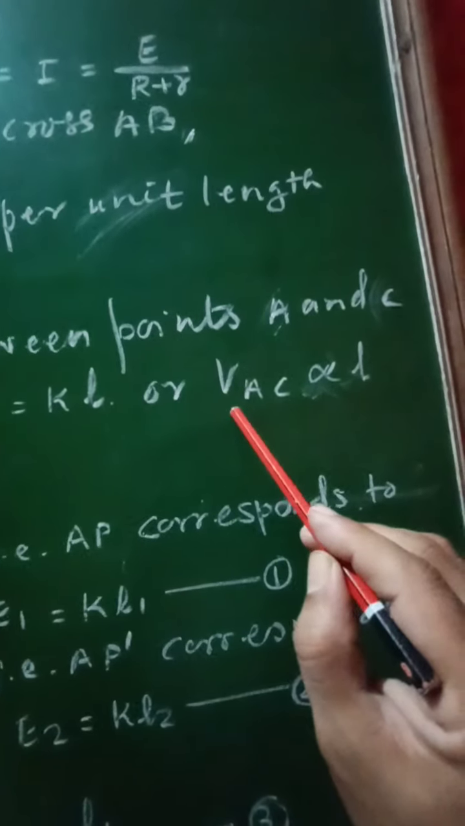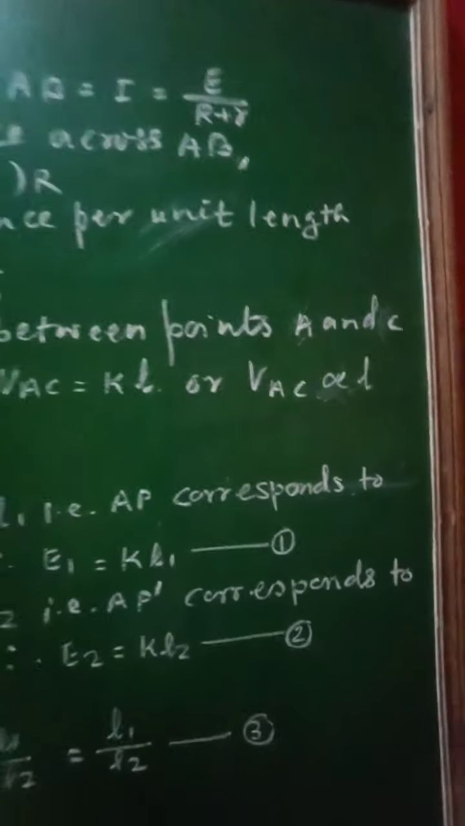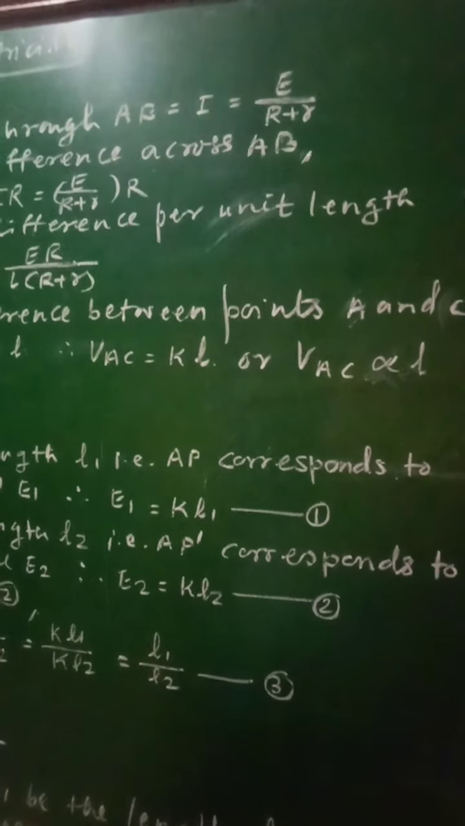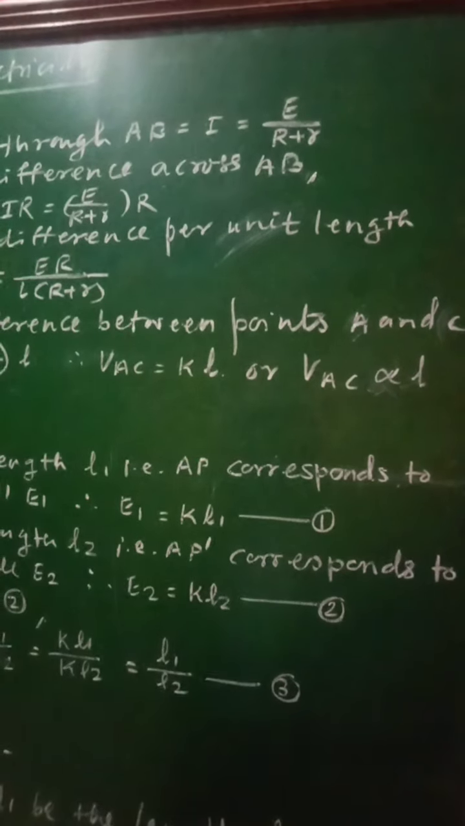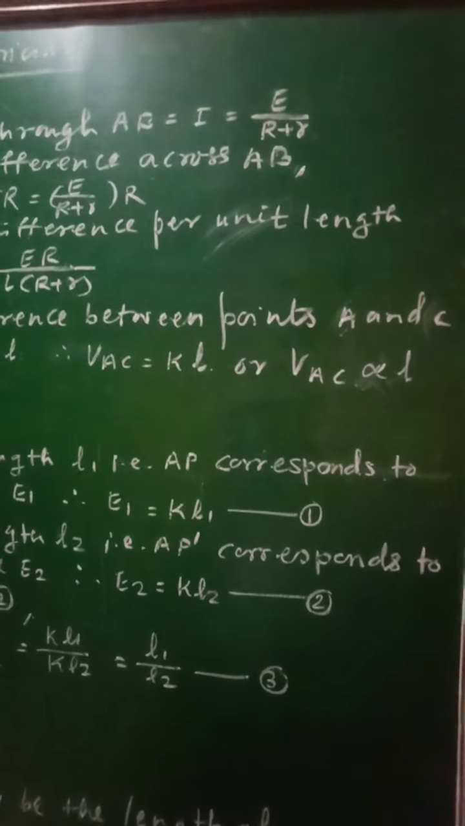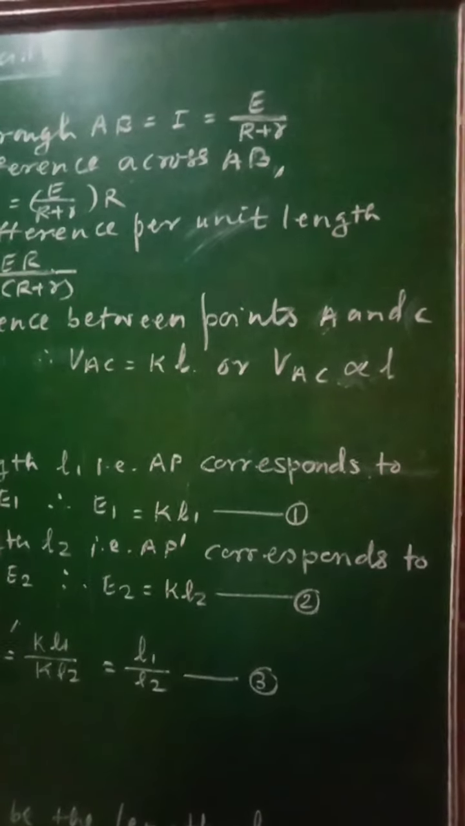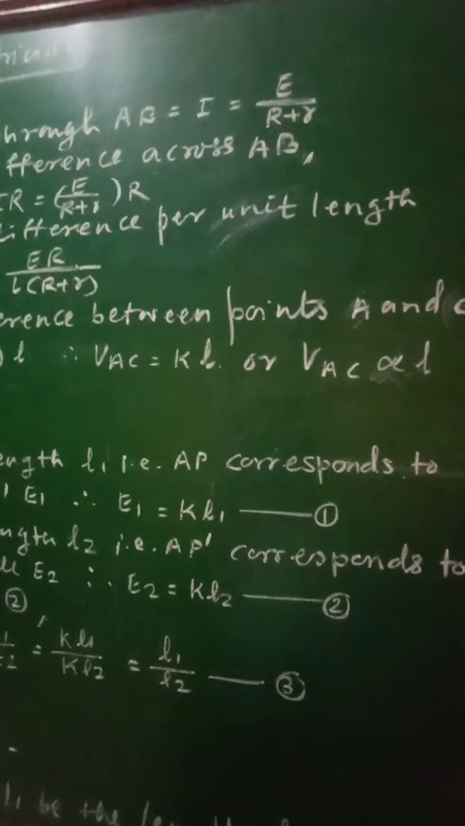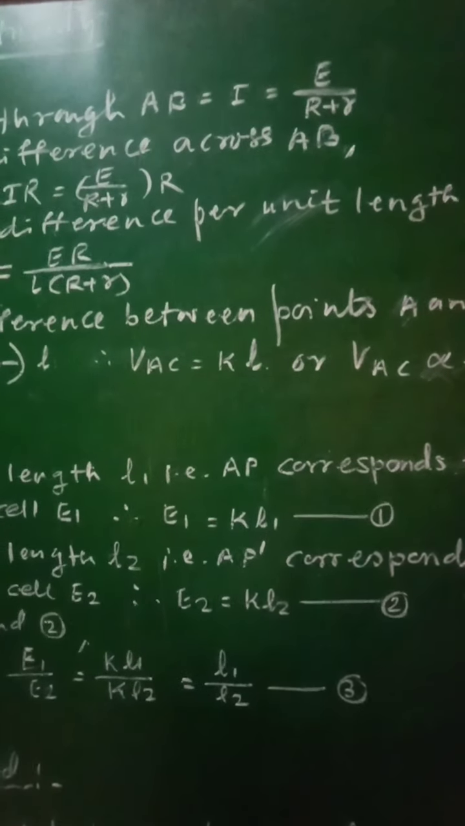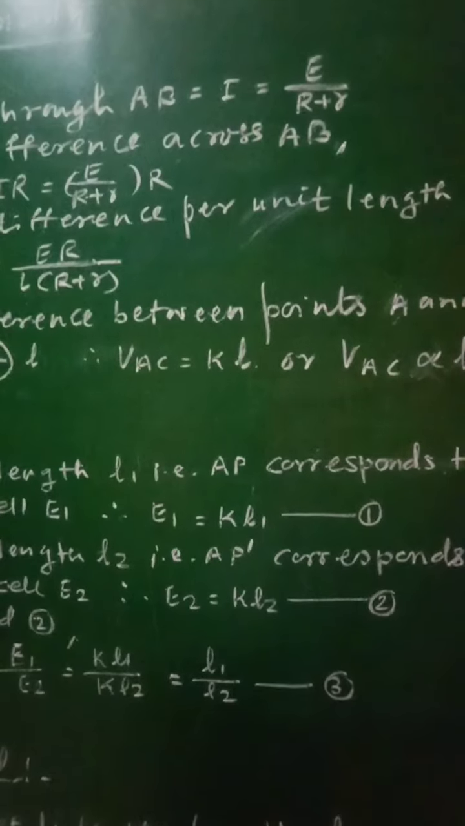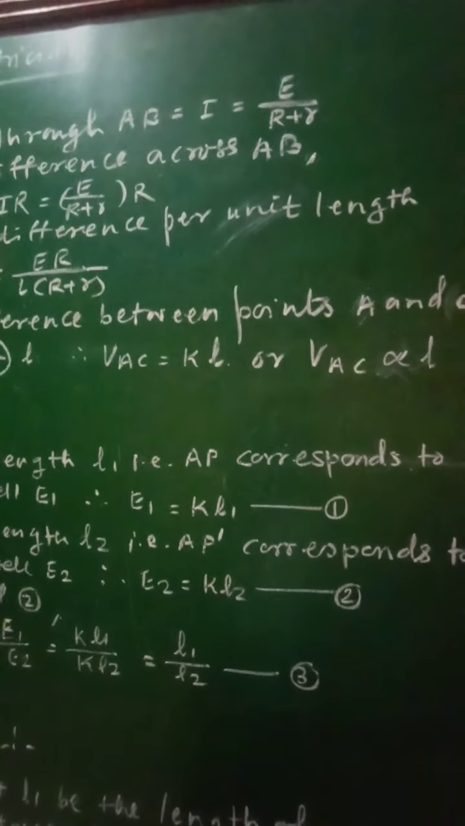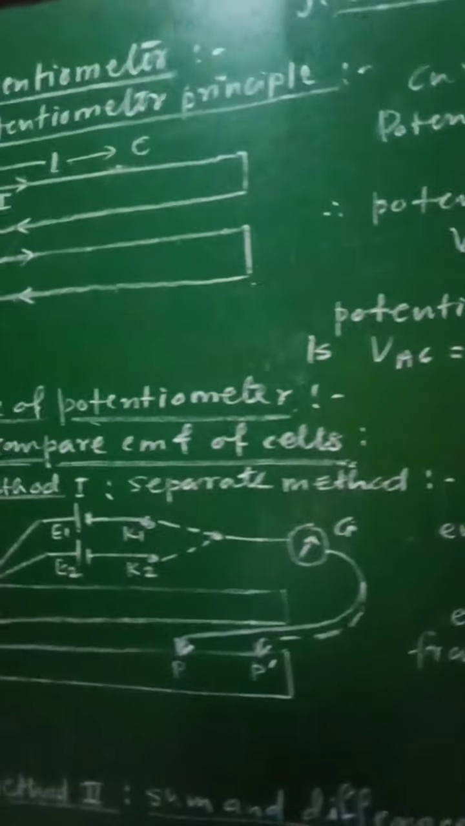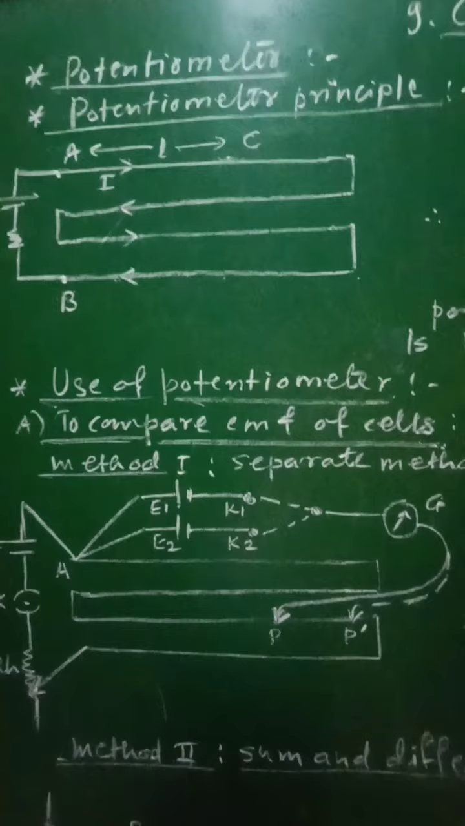So this will be the mathematical expression for the working principle of potentiometer, which will be stated as: the potential difference between any two points on the potentiometer wire is directly proportional to the length of the wire between these two points, provided that the potential gradient must be constant, and the current flowing through that wire must be constant at constant temperature. So this will be the working principle of this potentiometer.